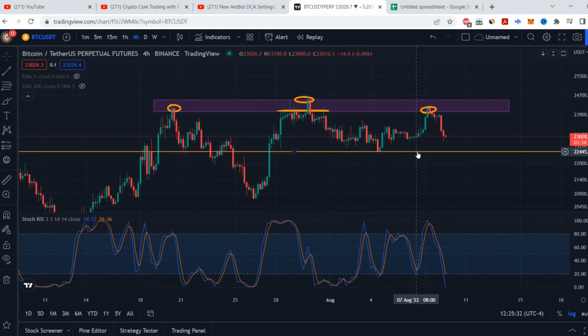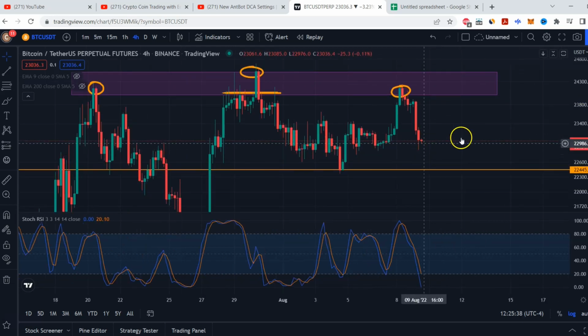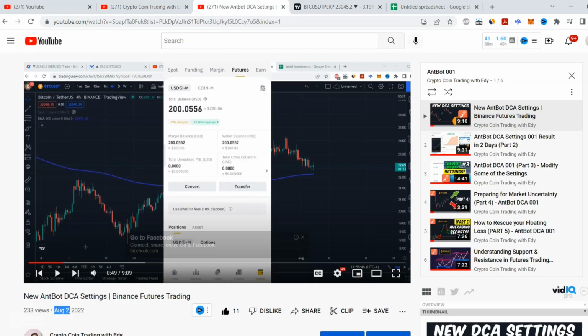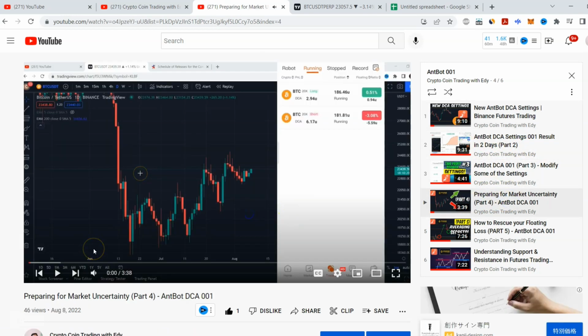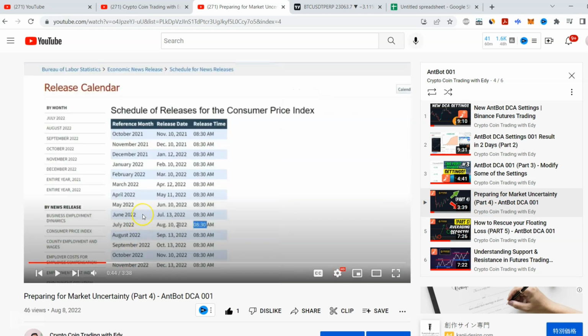Okay, here, this is the support level. We're kind of in the middle. You know, I could open a long position here, or I could just wait. Okay, because I mentioned in part 4 here. So in part 4, I mentioned market uncertainty, which is the CPI release on August 10.